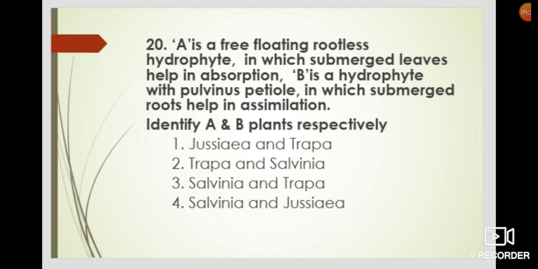A is a free floating rootless hydrophyte in which submerged leaves help in absorption. B is a hydrophyte with pulvinous petiole in which submerged roots help in assimilation. Identify A and B plants respectively. The right answer is 3. Salvinia and Trapa.